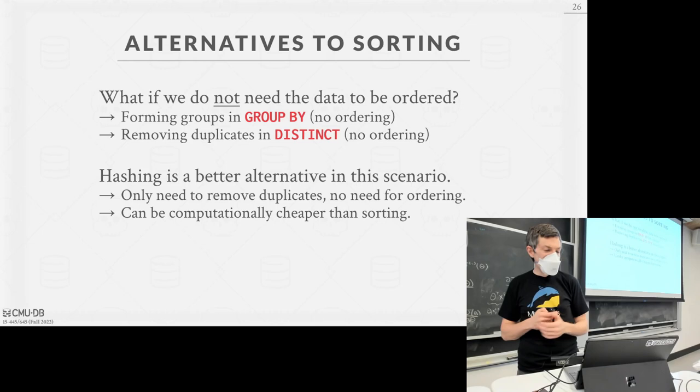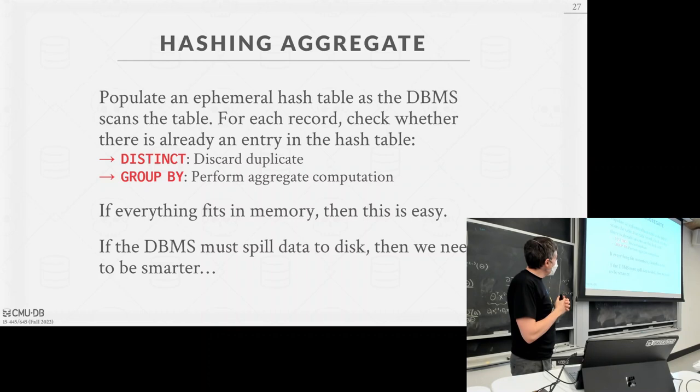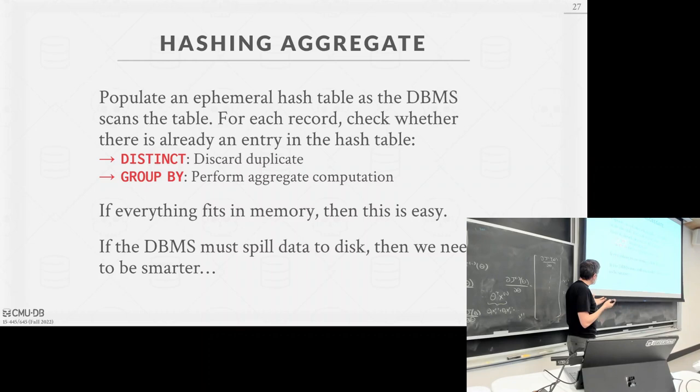So let's see how we can do this with a hashing aggregate. What we're going to do is populate an ephemeral hash table as the database system scans the table. For each record that we find, we see whether there's already an entry in this hash table. If there is, and it's a distinct clause, then we can throw it away. If it's a group by, then we can do whatever computation we want for the aggregate function incrementally, to maintain a running total. And once we reach the end, we can produce the final result, maybe doing some additional computations to get the correct answer they're looking for.